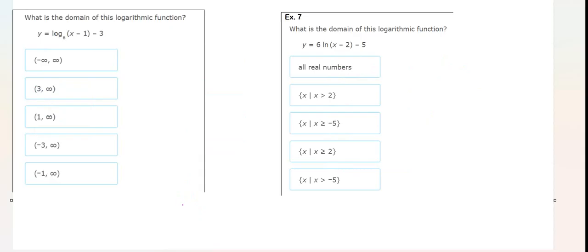All right. So this next one, sample number 6, I think, is asking us for the domain again. Again, we want to pay attention to the argument part. x minus 1, set it to greater than 0, and just solve the equation. So we're going to get x by itself, adding 1 to each side. That gives us x is greater than 0. That's what the domain's going to be.